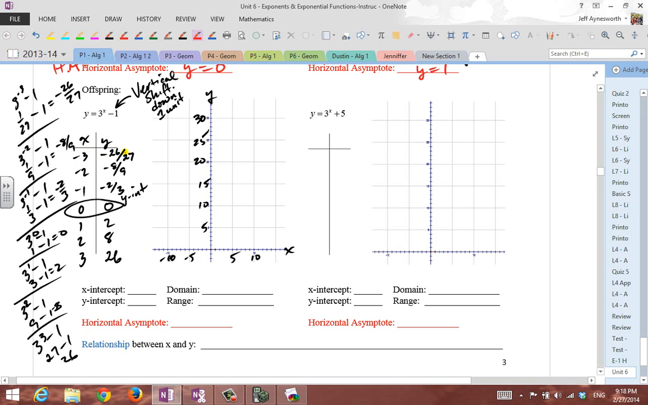We plot negative 3, down 26/27, so which is not down 1, it's just almost down to -1. So left 3, almost down to -1. And then left 2, almost down to -1. And then left 1, down 2/3. And then it hits the origin. And then 1 comma 2 is right here. And 2 comma 8 right here. And 3 comma 26 way up here. All right, so this function looks like this. Whoa, missed it. There we go. Let me highlight the points I made.